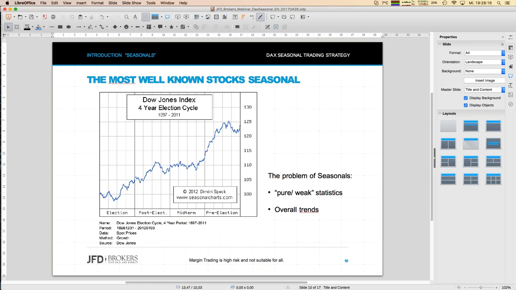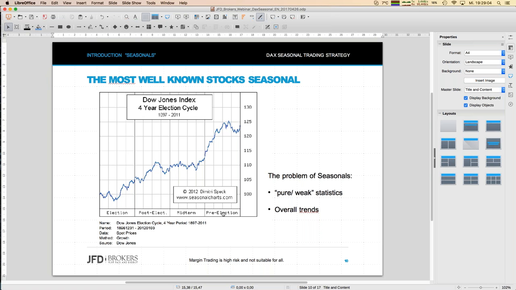There's another well-known seasonal, and that is the Dow Jones Index for the four-year election cycle of the United States. That chart looks at the 4-year election cycle. That means that every 4 years in the United States they have their government or president election, and you can divide that period into, for example, four terms or four intervals. One is the election year itself, the post-election year, the midterm, and the pre-election year. And everything is reoccurring every 4 years.